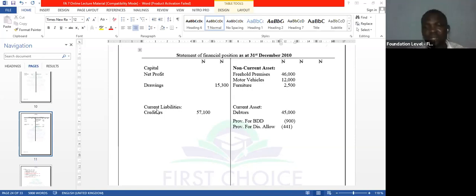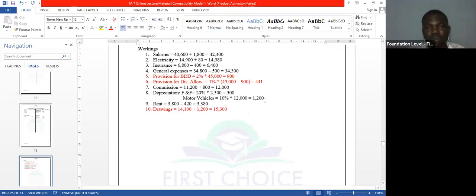Let's look at our additional information here. Can you see these workings? We have our depreciation for motor vehicle for the year, which is 1,200. But the one that we have on the accumulated depreciation is 4,500. So it will now be 1,200 plus 4,500. That is what we're going to put under our statement of financial position.